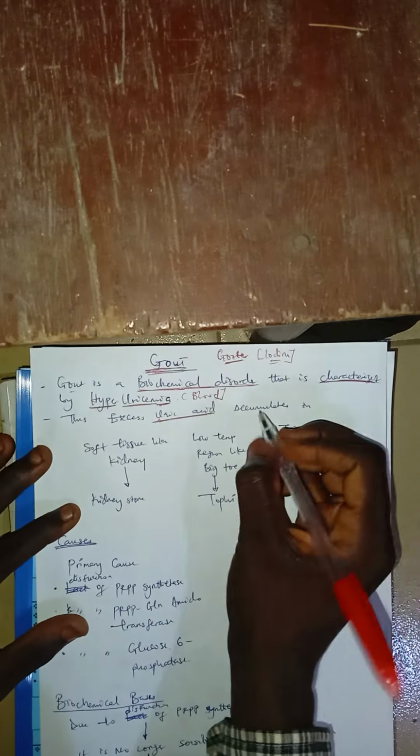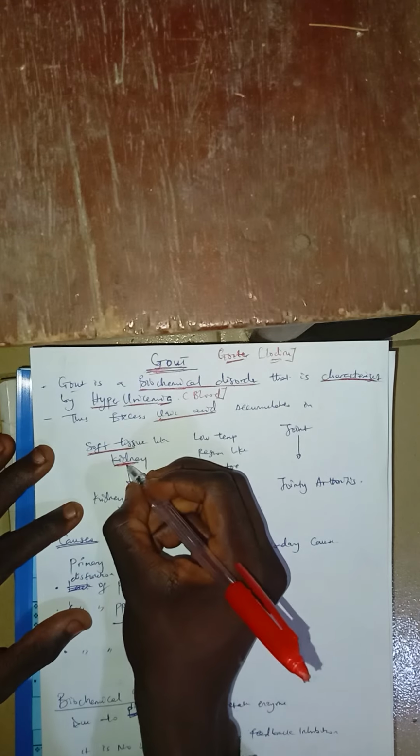Now, due to these high levels of uric acid in the blood, it is going to precipitate in three main places. One, it can precipitate in soft tissues, like your kidney. If it precipitates in the kidney, it will lead to kidney stone. Let me put a little kidney here, just for you to get the picture. So, when it precipitates in soft tissues, it will cause kidney stone.